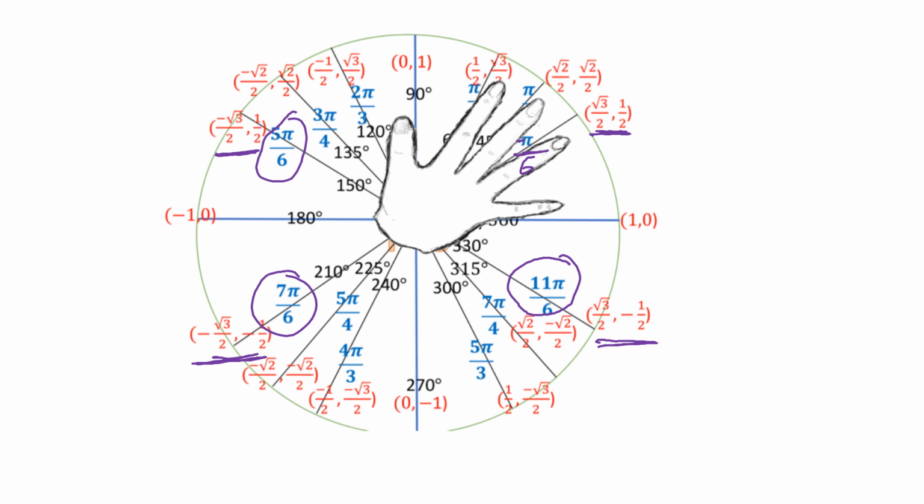We just need to remember that in the first quadrant, everything is positive. In the second quadrant, the x value is going to be negative and the y value is going to be positive. In the third quadrant, it's going to be negative, negative. And in the fourth quadrant, it's positive, negative.